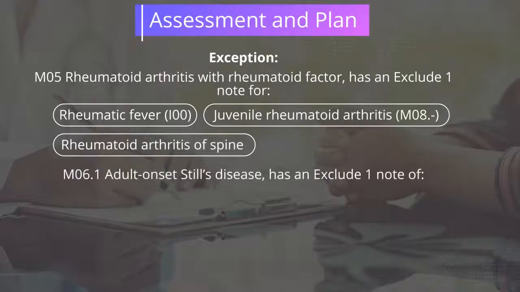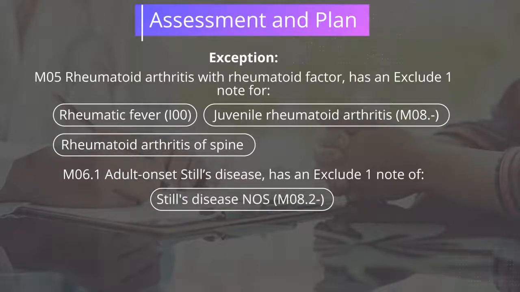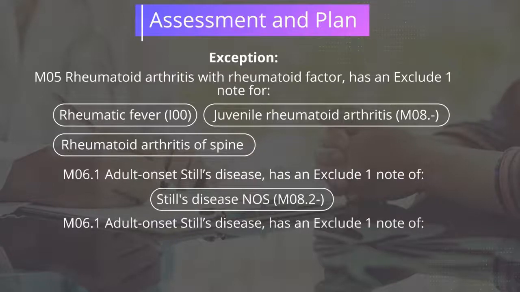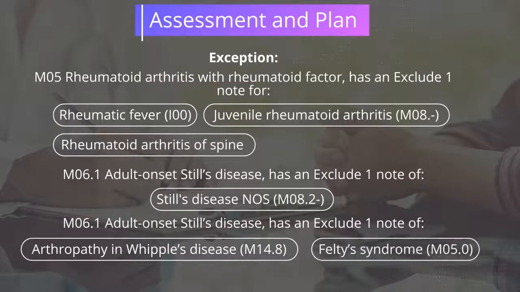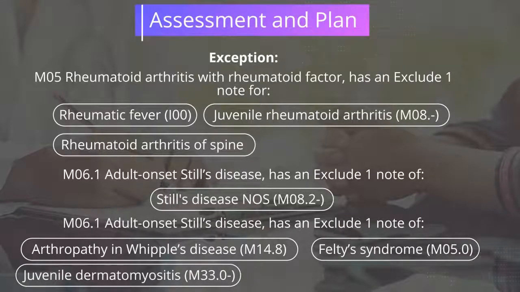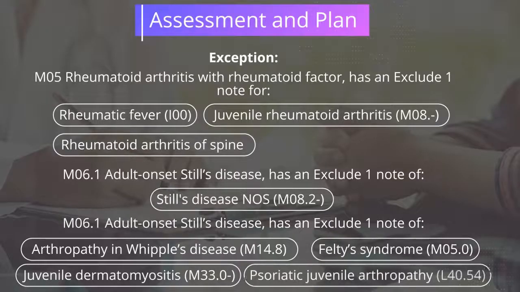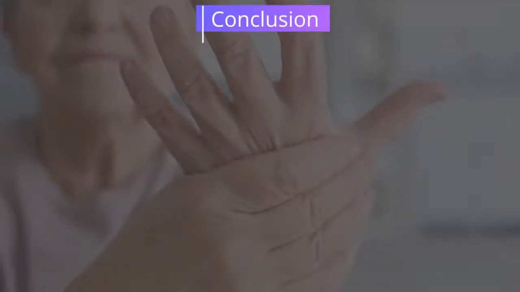For M06.1 adult onset Still's disease, the excludes 1 note is Still's disease NOS, M08.2. And lastly, for M08, juvenile arthritis, the excludes 1 note is arthropathy in Whipple's disease, M14.8. Felty's syndrome, M05.0. Juvenile dermatomyositis, M33.0. Psoriatic juvenile arthropathy, L40.54.